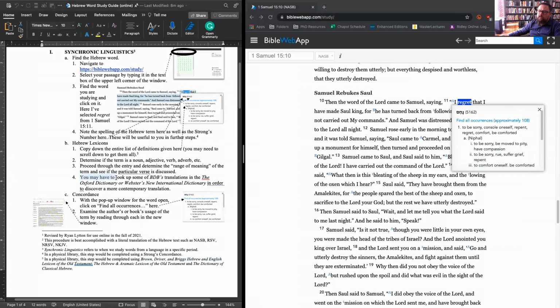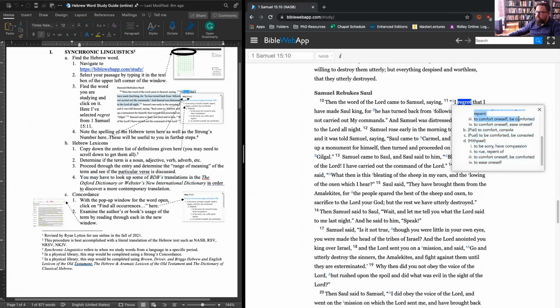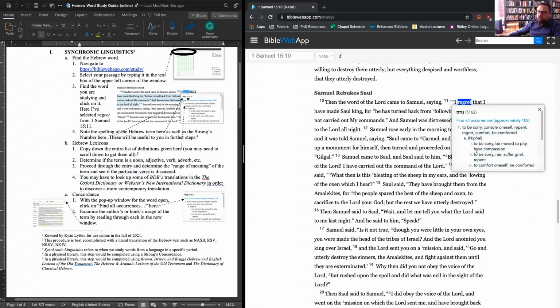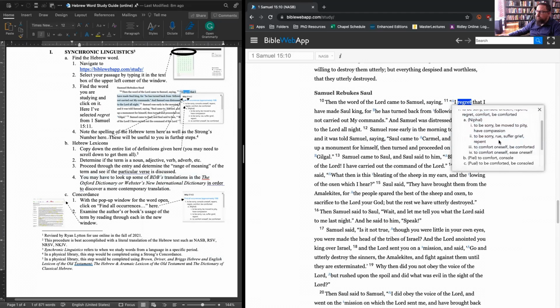And notice that sometimes the words that are used here in BDB, which is Brown, Driver, and Briggs, and that's what this is based off of, sometimes these words can be a little bit complicated. And so, for instance, you may not be particularly used to seeing the word rue. And so you may need to look that up if you're not 100% sure what that means.